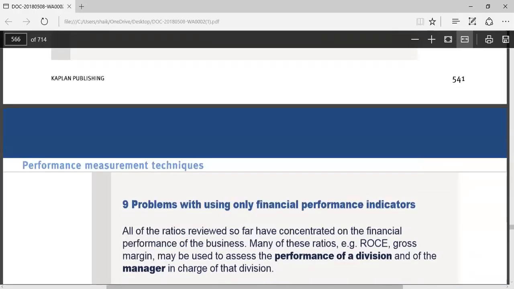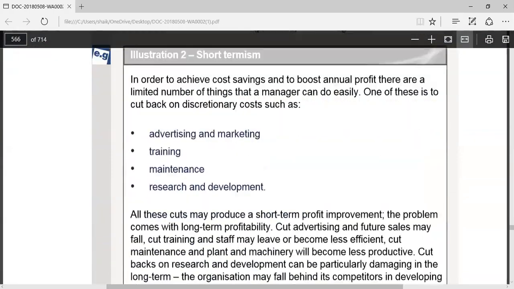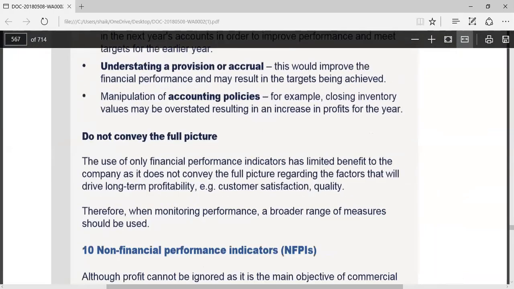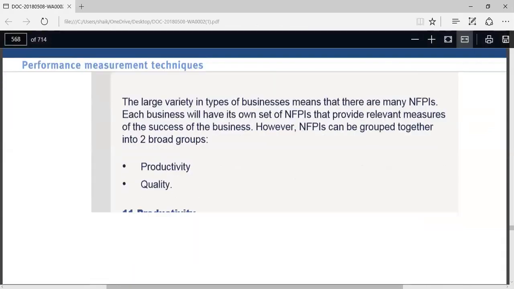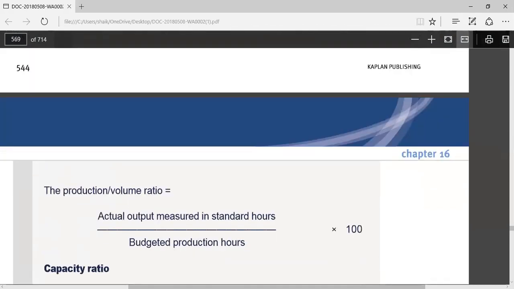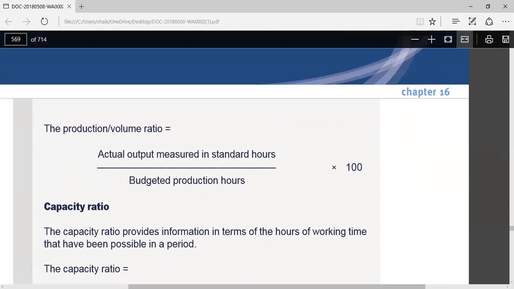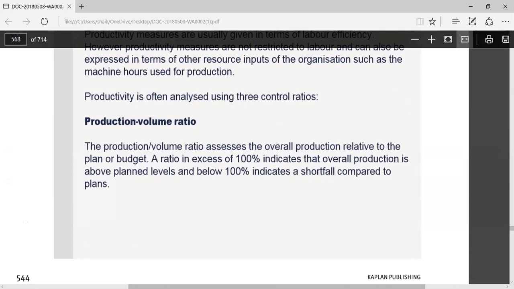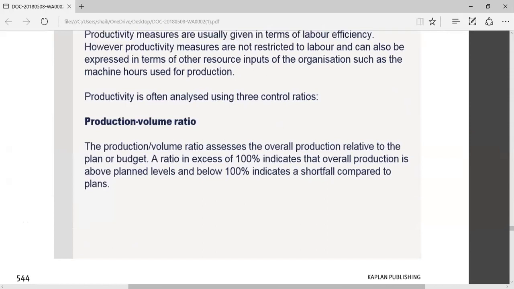Moving on, let's come to some other different types of ratios. Let me discuss the efficiency, the production volume ratio. What do you mean by production volume? That is, after production volume, what is the capacity ratio? The production volume ratio assesses the overall production relative to a plan or budget.